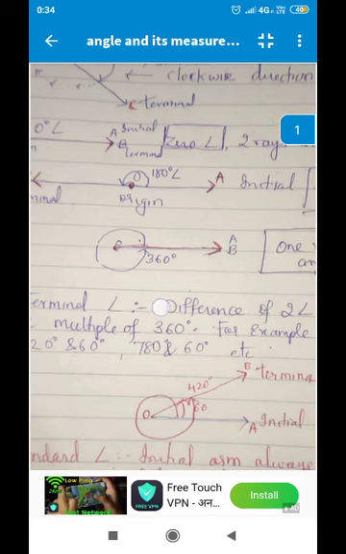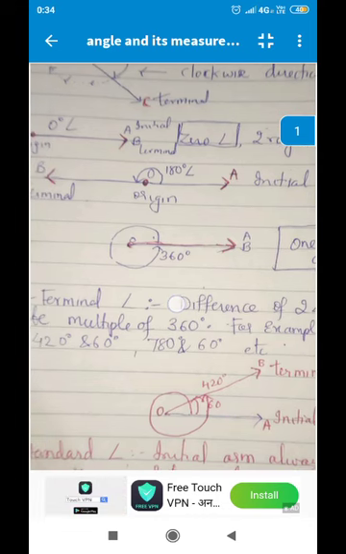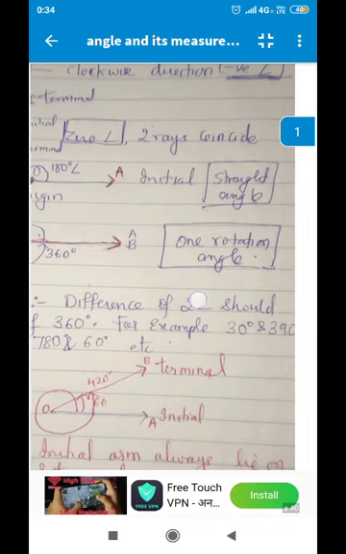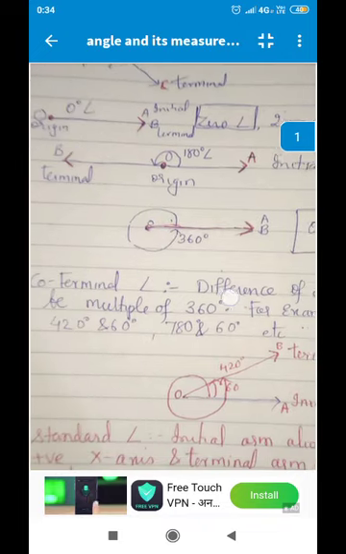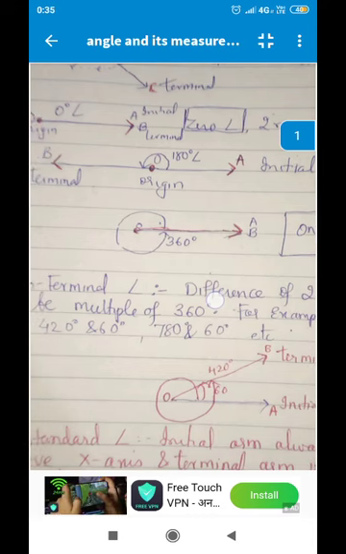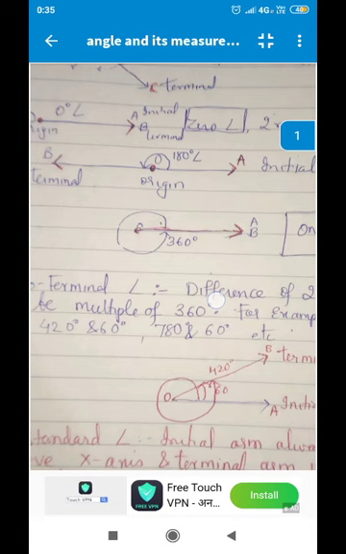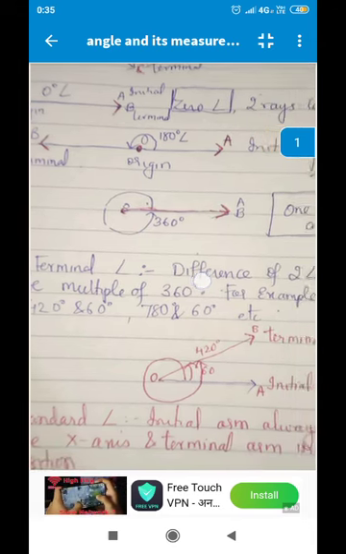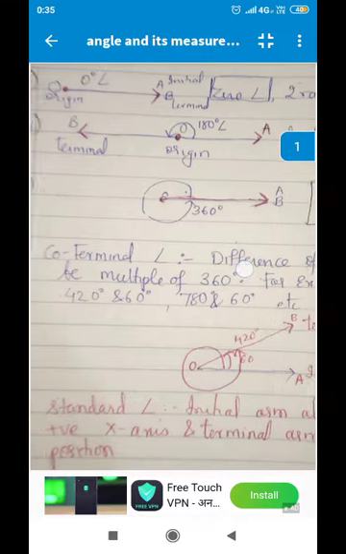Straight angle implies that the angle between the initial ray and the terminal ray is 180 degrees, which implies that opposite rays are formed. Since opposite rays are formed and they appear to be straight, the name is given as straight angle. You can see in the diagram OA and OB. The angle between OA and OB is 180 degrees. It can be either on the x-axis or on the y-axis. That was about the straight angle.